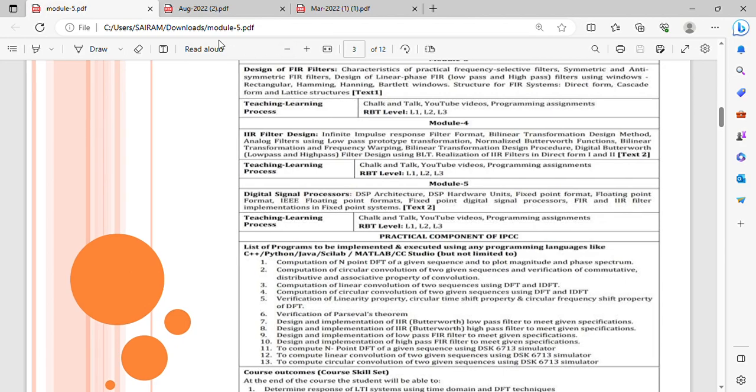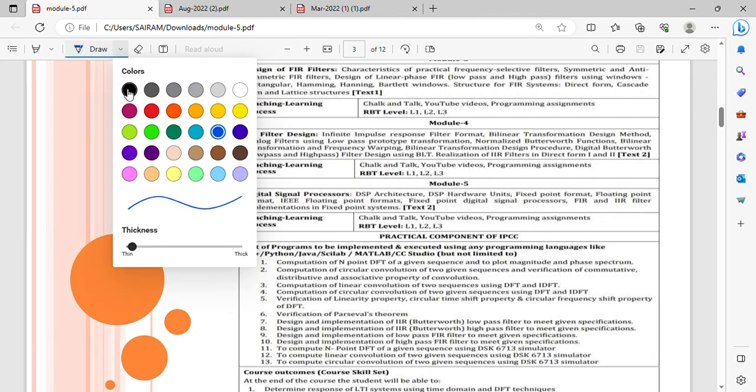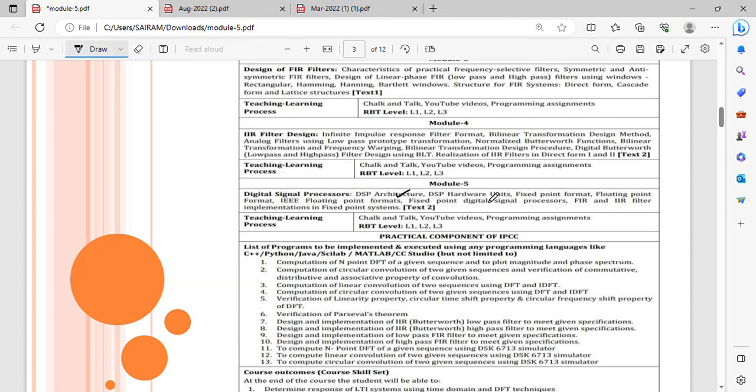You have topics with respect to DSP architecture and the DSP hardware units. You learn about fixed point format, floating point format, IEEE floating point format, fixed point digital signal processors, and FIR and IIR filter implementation in fixed point systems. These are all the topics you are going to learn in detail. Today we are going to discuss the very first topic, DSP architectures.